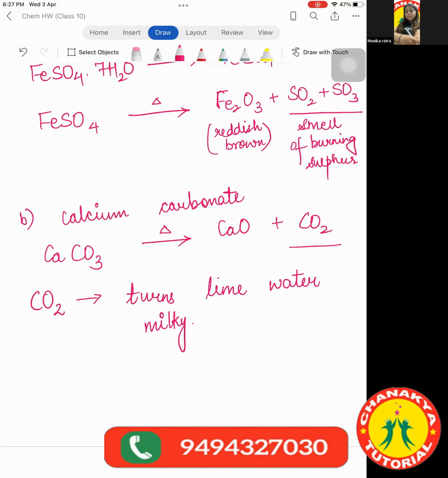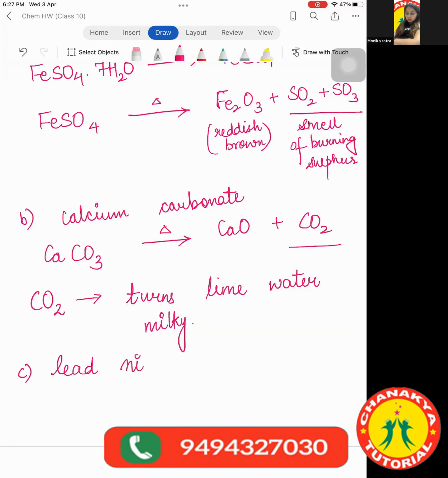Okay, ma'am. So now it is clear, Shayan, Abhinav. Now you remember that this was the test of carbon dioxide gas, that it turns lime water milky. Okay. Now let us come to the third one, which was lead nitrate.